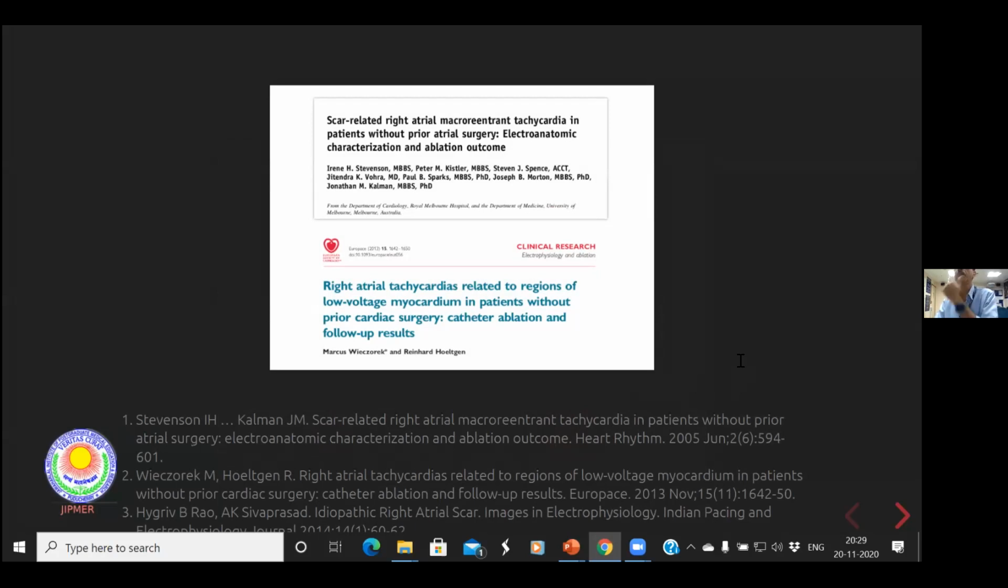But all these again basically define this condition as extensive right atrial scarring in the absence of congenital heart disease, prior atrial surgery, or valvular heart disease. And these patients, all of them report this same pattern of scarring, primarily along the lateral wall, extending from the SVC to the IVC, and often requiring ablation from the scar either to the SVC or to the IVC.